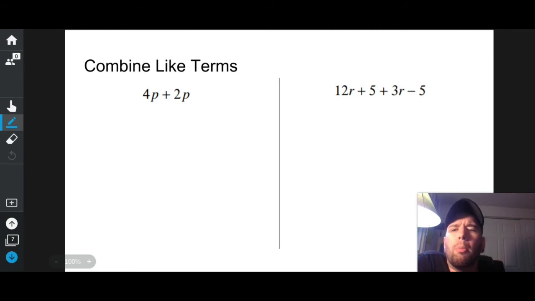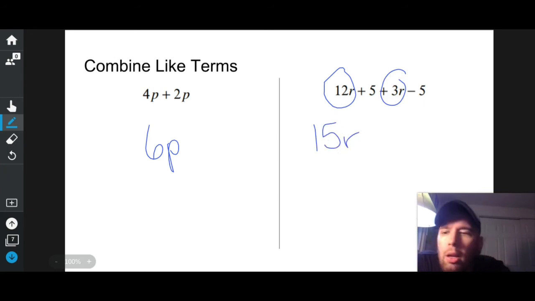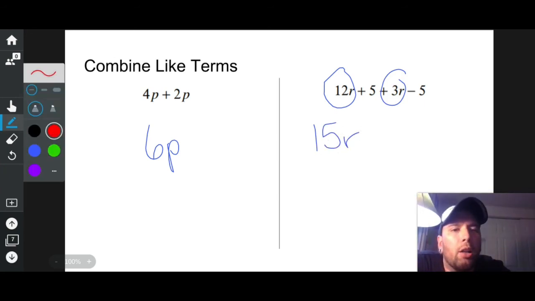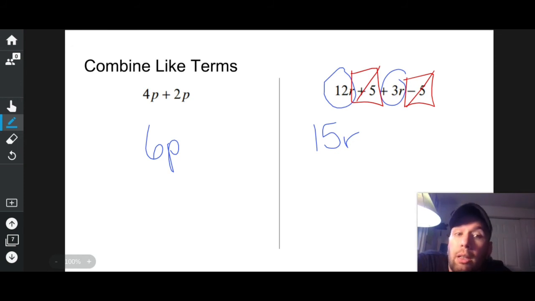You will. Combining like terms. If I have 4 pickles and next to it I add 2 pickles, I have 6 pickles. So if I have 4p and I add 2p, I have 6p. Make sense? If I have 12 raspberries and I'm adding 3 more raspberries, then don't I have 15 raspberries? And if I have $5 and then someone steals my $5, then I don't have $5 anymore. They actually just cancel each other out.